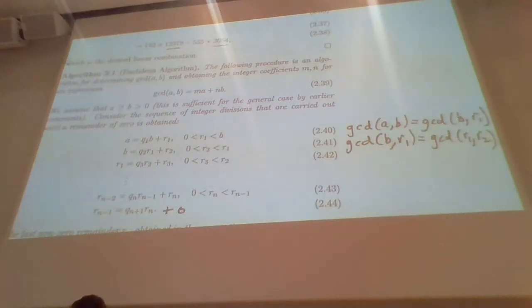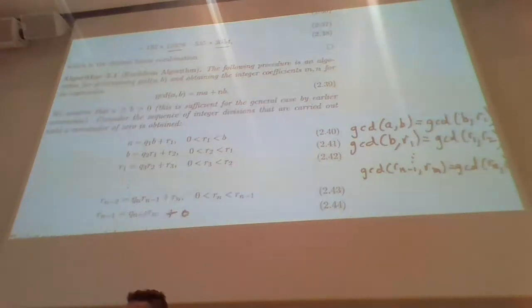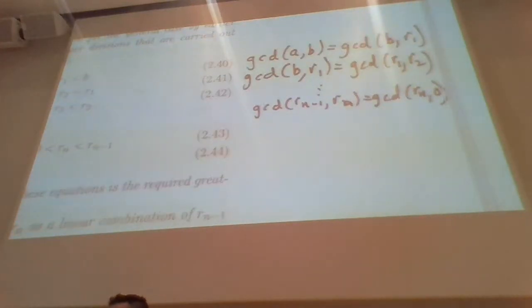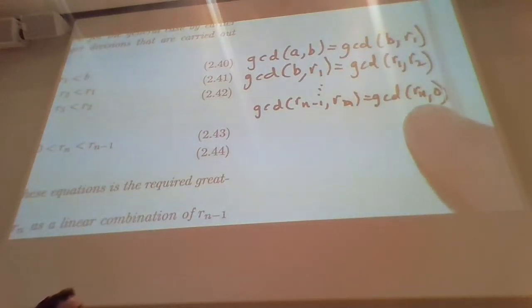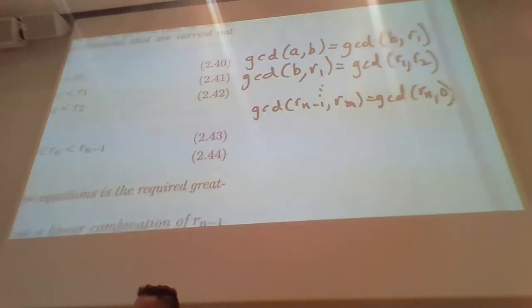Okay. And so these equations continue going down, and then finally you get that the GCD of Rn minus 1 and Rn is now going to be the GCD of Rn and 0. And the point we made last time is that you don't need an algorithm to tell you what the greatest common divisor of something and 0 is. It just automatically is the other number, okay? Because everything divides 0. Everything divides 0, so the biggest thing that could possibly divide these two would just be Rn. Okay? Bigger number can't divide a smaller number.